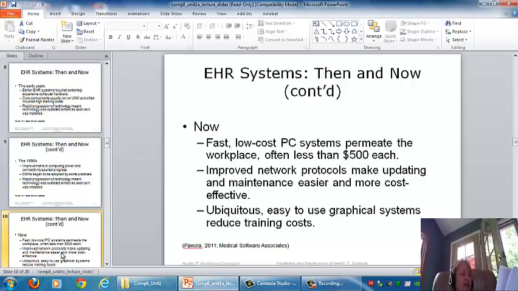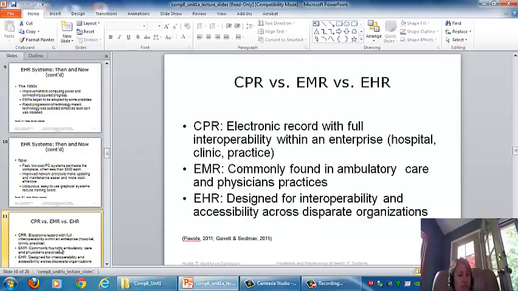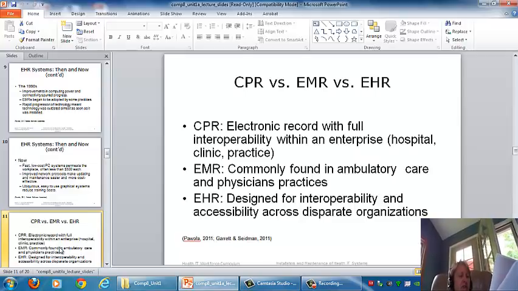So the installation of an EHR system makes more sense than ever before now. So what's the difference between a CPR, an EMR, and an EHR? Well, the computerized patient record, or CPR, is a record system designed for use in acute care settings such as a hospital, where we generally think of an EMR as a simplified version of a CPR, used in an ambulatory care or physician practice.